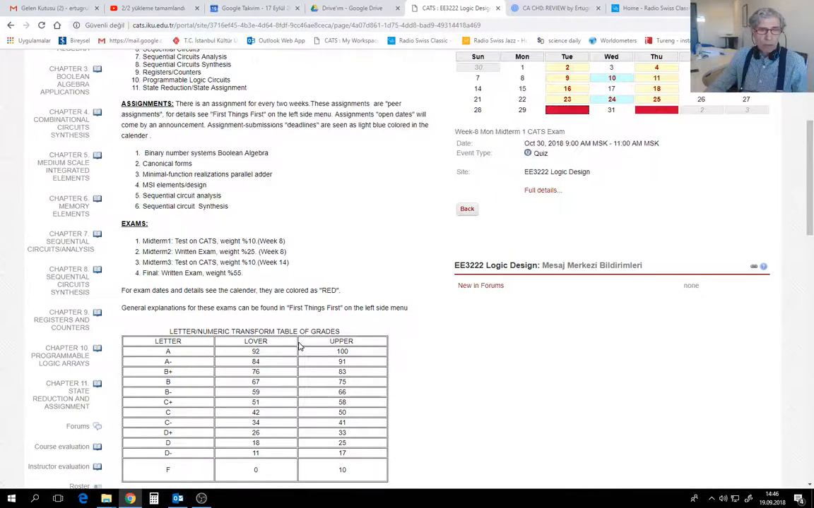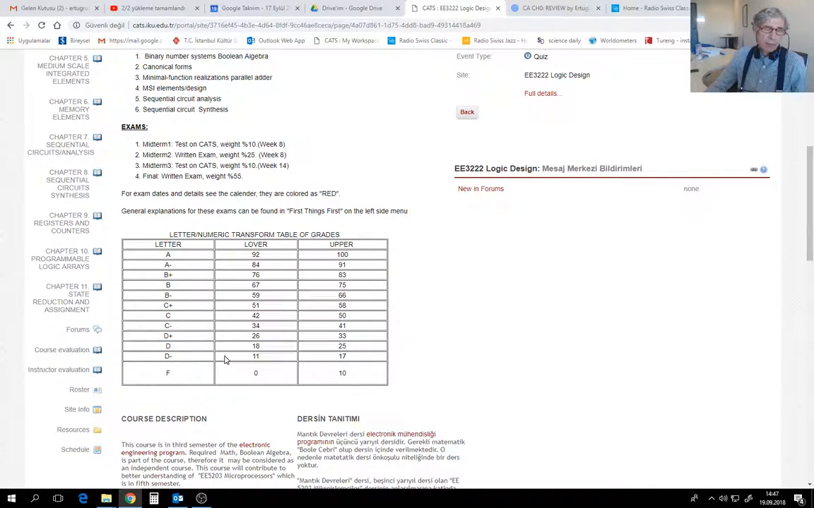What else? All the time the scores are out of 100. Once you get the score out of 100, you can find the letter score related to it. If your score is between 92 and 100, the letter score that you're going to get is going to be A. So you can take a score out of 100 and transfer it to your letter score by looking at this table.